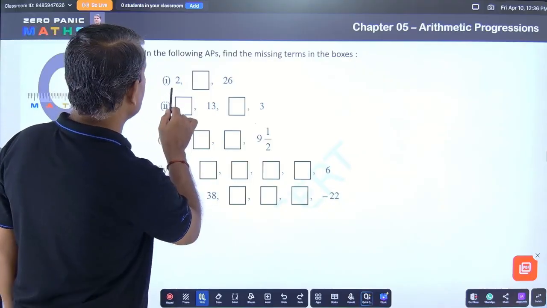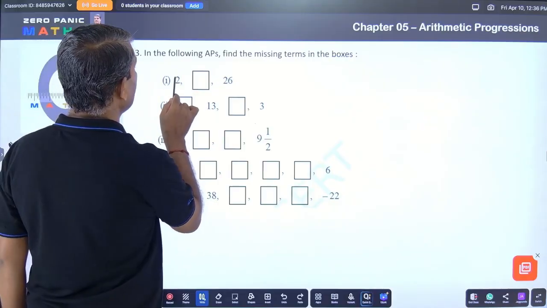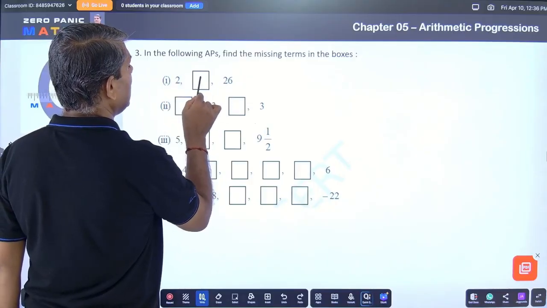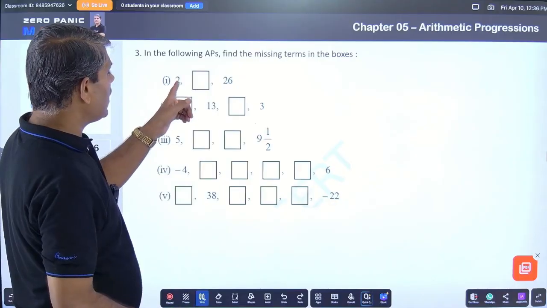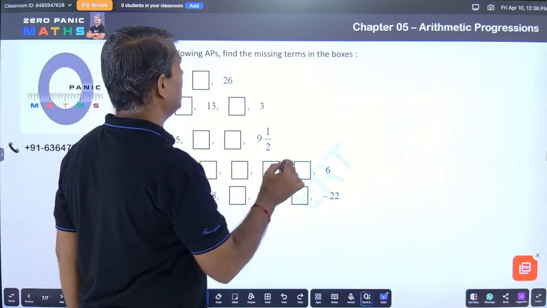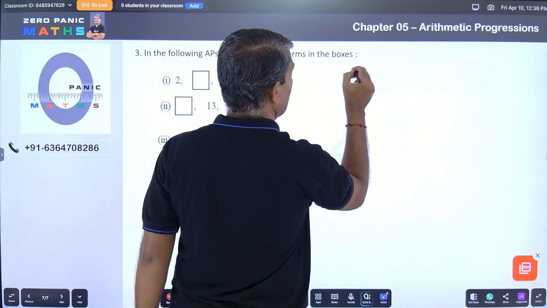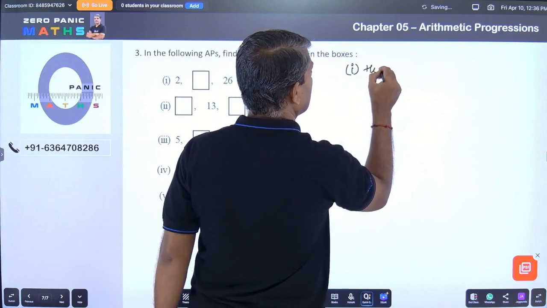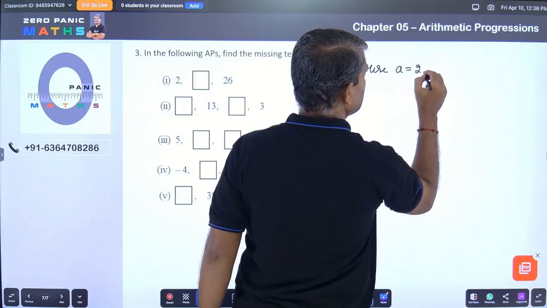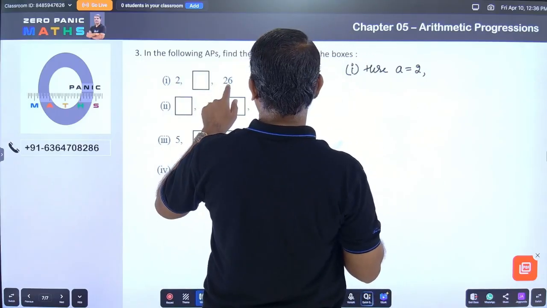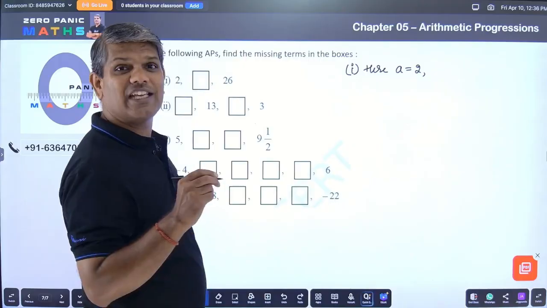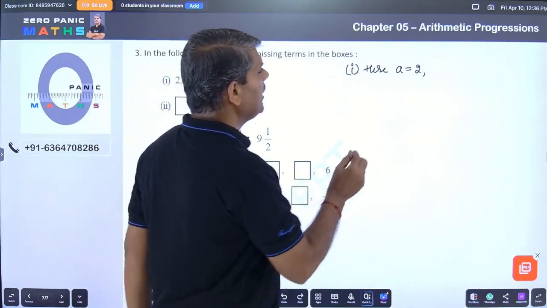Now let us start with the first problem. Observe carefully, they have given a1 and a3. a2 is missing. So with given a1 and a3, can we find a2? Let us check that. In the first problem, a1, which is a, is 2, and it is a3, right? It is a1, a2, a3. What is a3? a3 is a plus 2d.